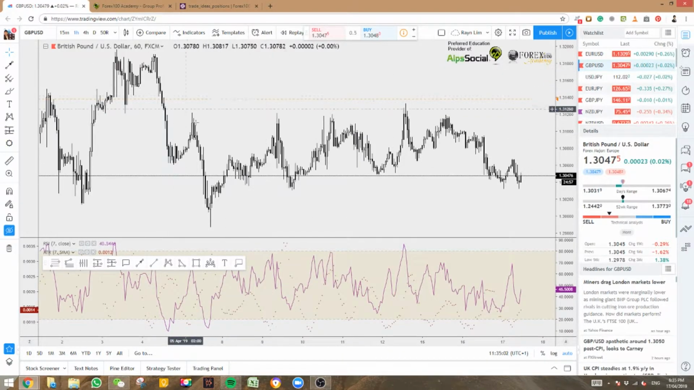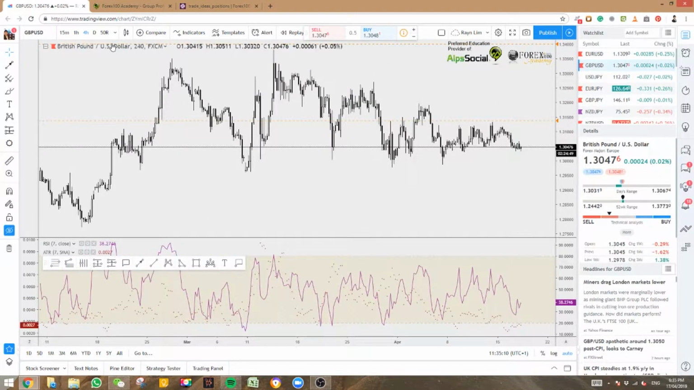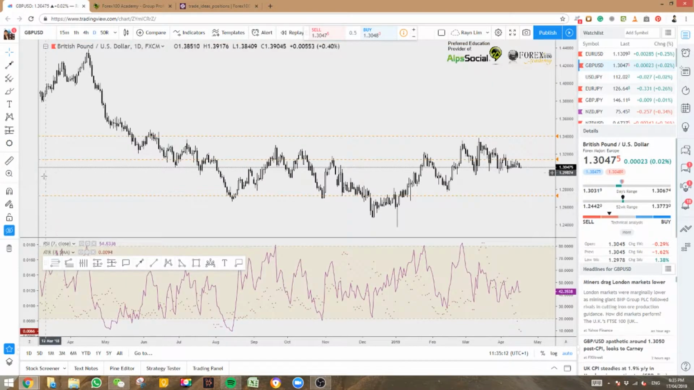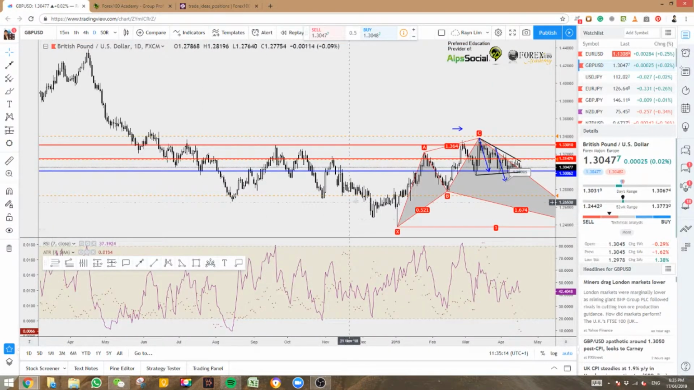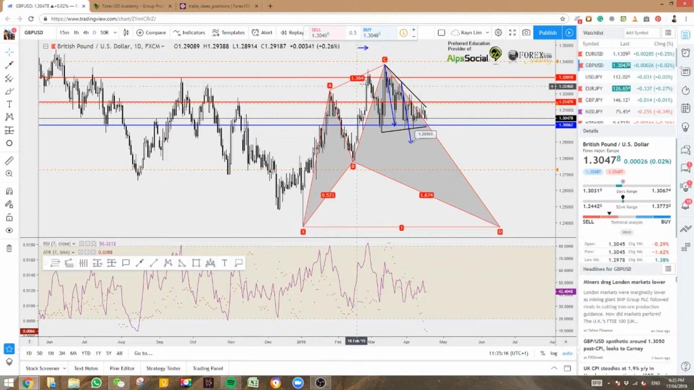So on the 1 hour chart, this is what I have. I do suspect it may have a harmonic pattern somewhere within. Alright, so head back to the daily chart where I'll share with you my analysis. On the daily chart, there is a bullish shark formation. Alright, it's still too early to tell.